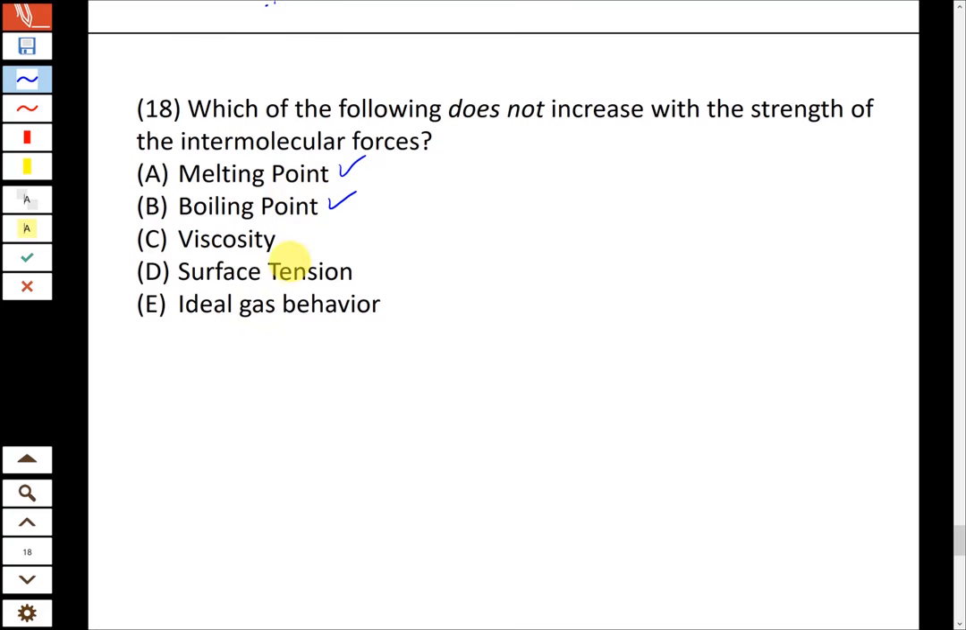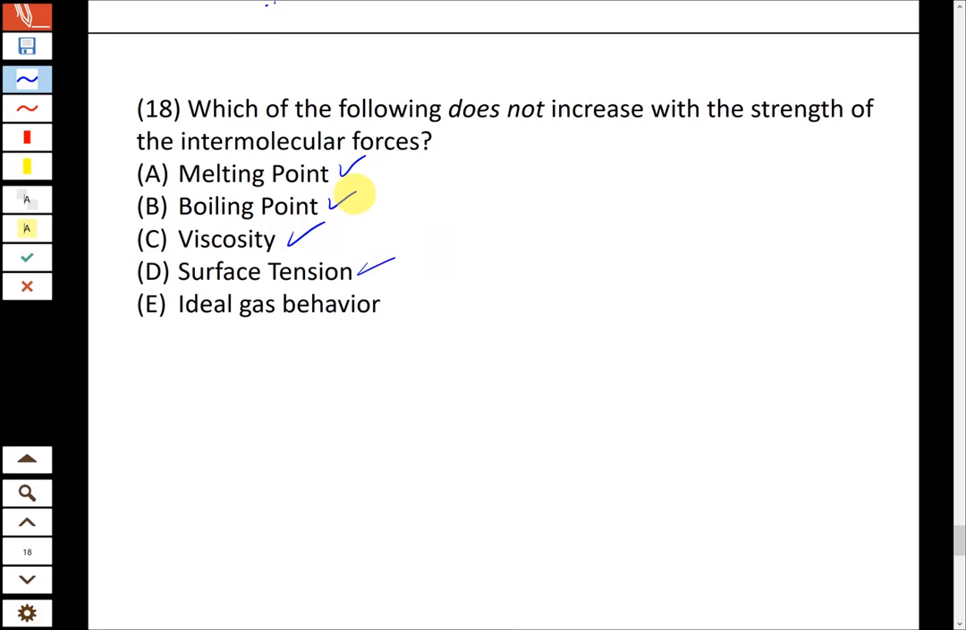Now, viscosity and surface tension are two properties of liquids. Viscosity is how thick the liquid is. Surface tension is the resistance to increasing a surface area, which is basically the tendency of some liquids to form spherical droplets as opposed to just spreading out on the surface. And again, how much viscosity it has, or how high the surface tension is, is directly related to intermolecular forces. The stronger the intermolecular forces, the more viscous something will be, and the higher surface tension it would tend to have.